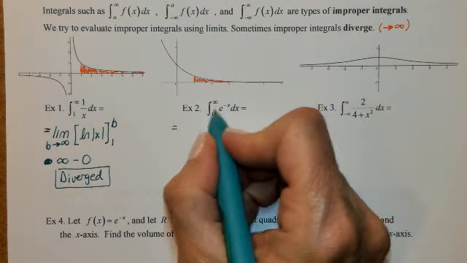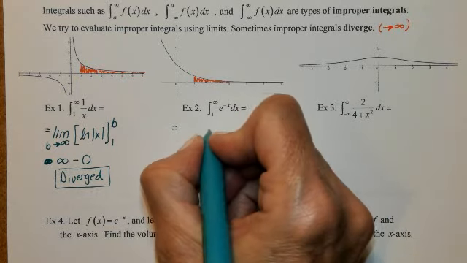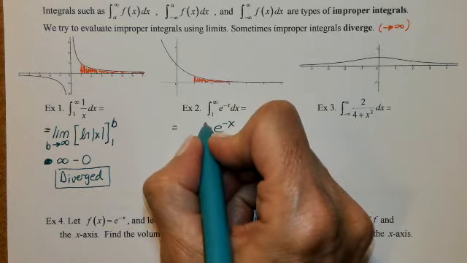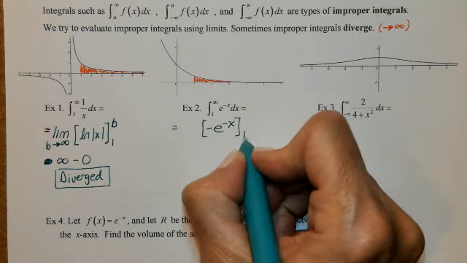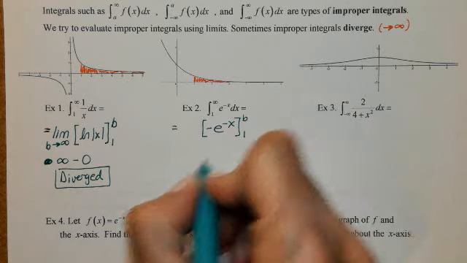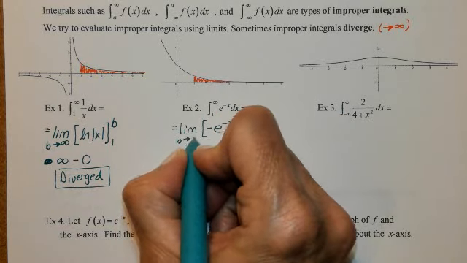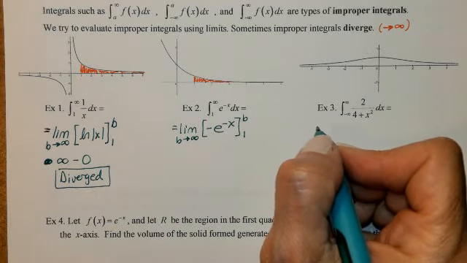Okay, first find the antiderivative. What's the antiderivative of e to the negative x? That is negative e to the negative x. And now we put our boundaries down: 1 to b, where b goes to infinity.